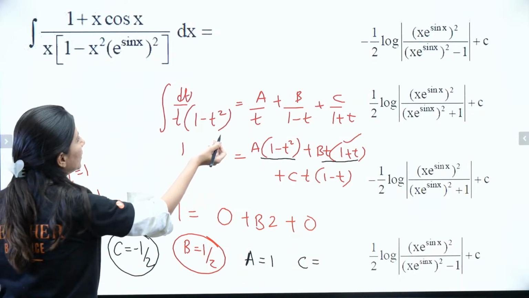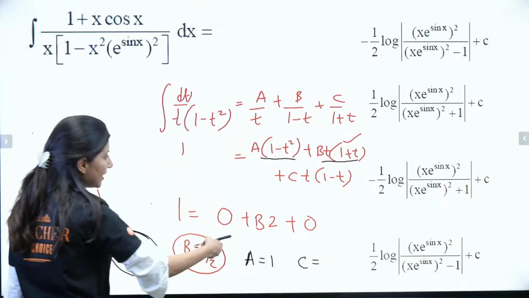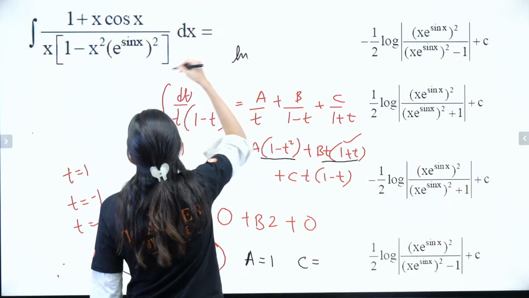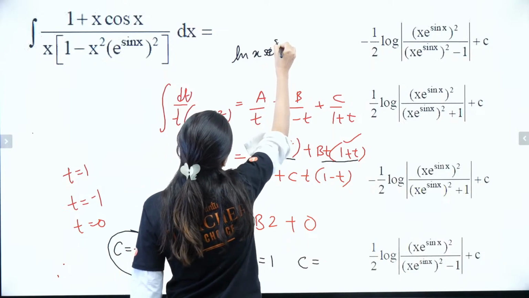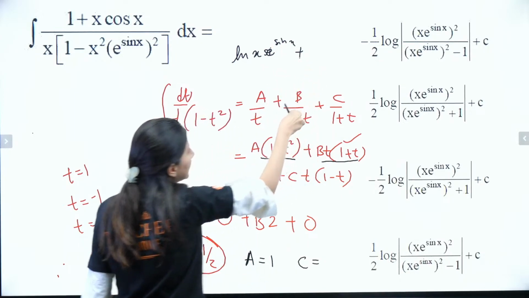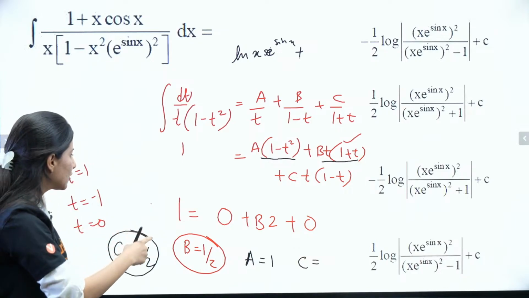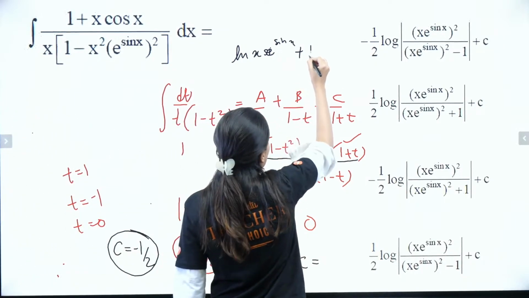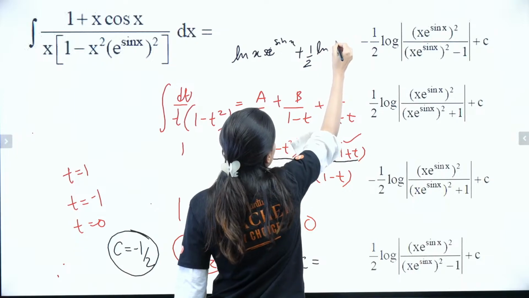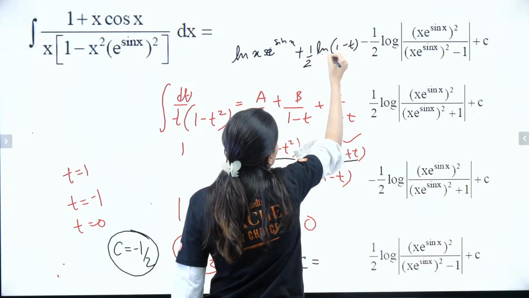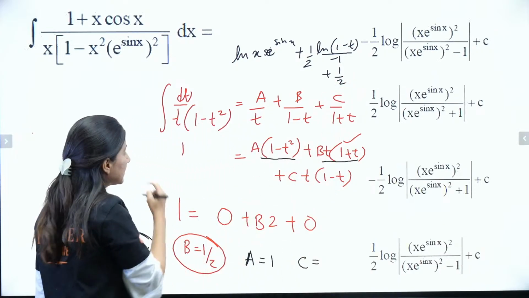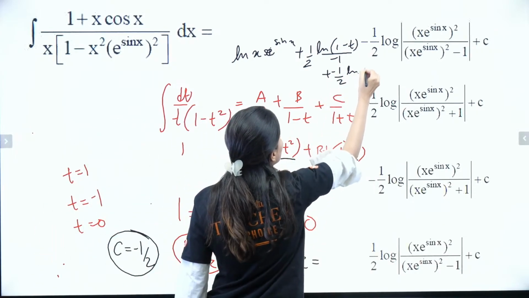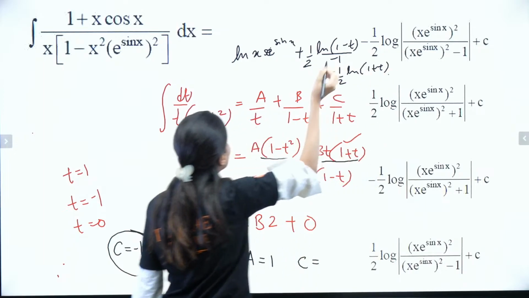So now what you can do is just try integrating. A is 1, so this is log of t. What is t? So log of x times e raised to the power sin x. Plus B times 1 minus t. So integration will be, B is half, plus half times log of 1 minus t. And minus 1 as well, plus half because C is what? Minus half. So minus half log of 1 plus t. This is what we are going to get.